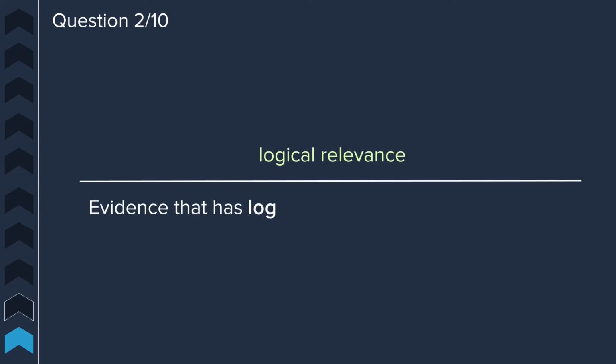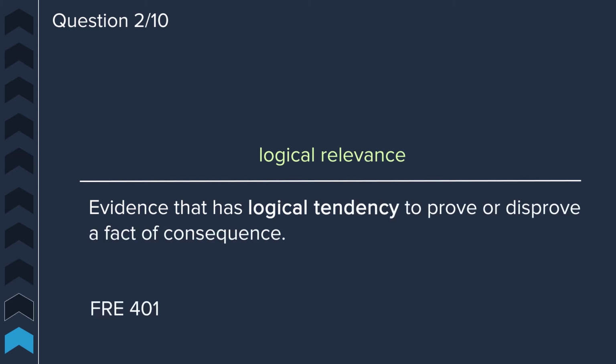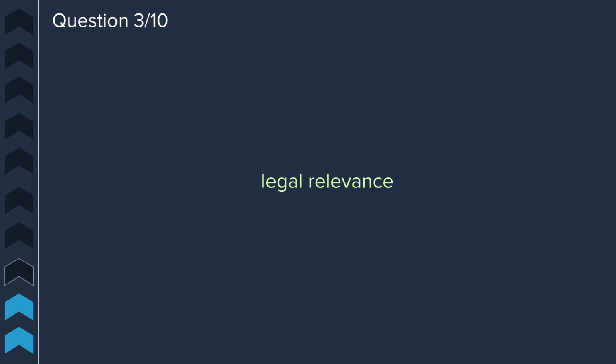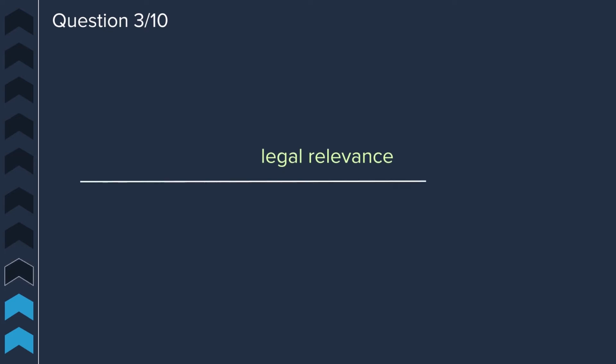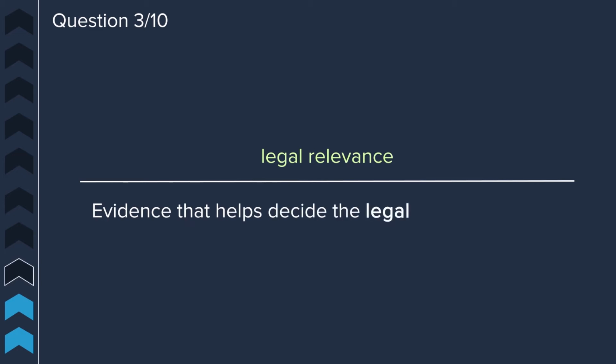Question 2. What is logical relevance? This is evidence that has a logical tendency to prove or disprove a fact of consequence. Question 3. What is legal relevance? Legal relevance is evidence that helps decide the legal issue of the case.